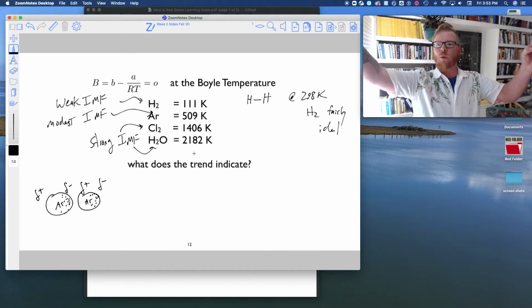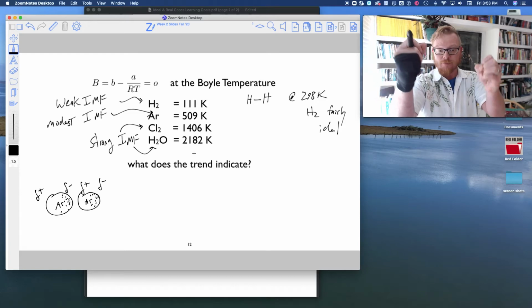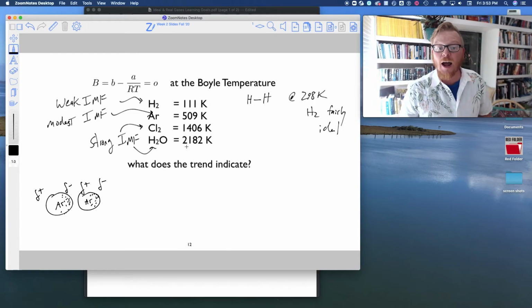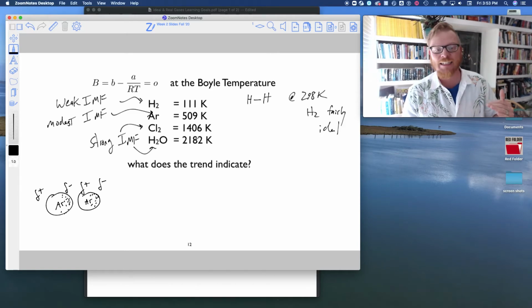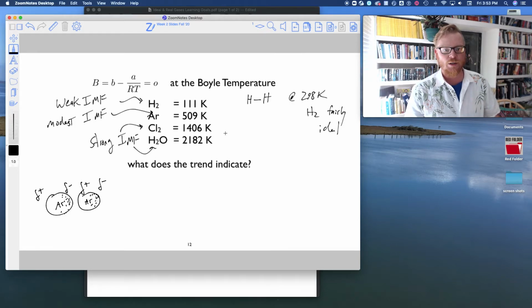One's here and one's way over there, but still the attraction is large enough that you'd have to heat it up to well over 2000 Kelvin to overcome that attractive regime. Chlorine, 1400 Kelvin. Okay? So even though at 298 K these will still be fairly ideal, they're a lot less ideal than hydrogen or argon, certainly. Okay, so that was kind of long-winded, what is this trying to indicate?